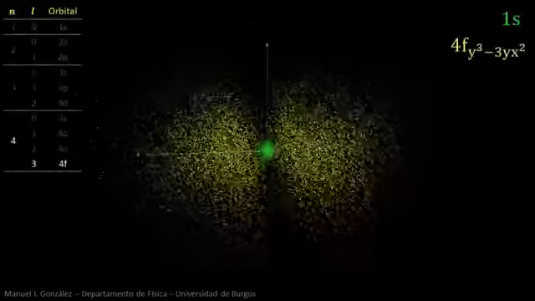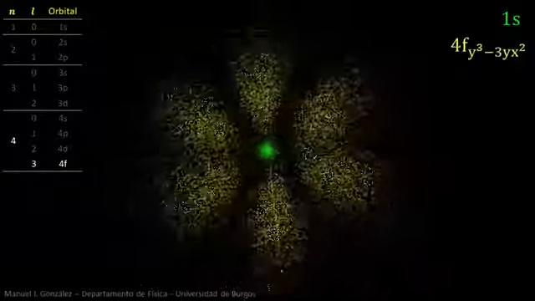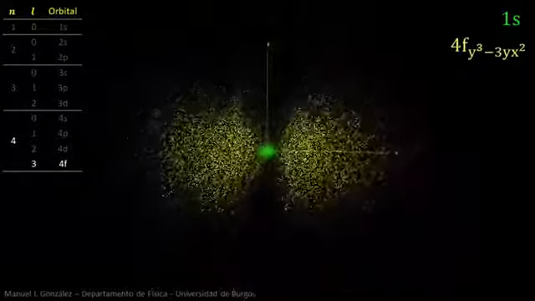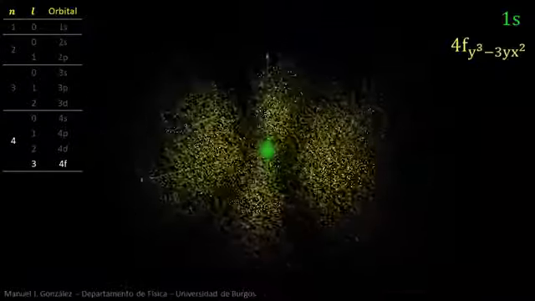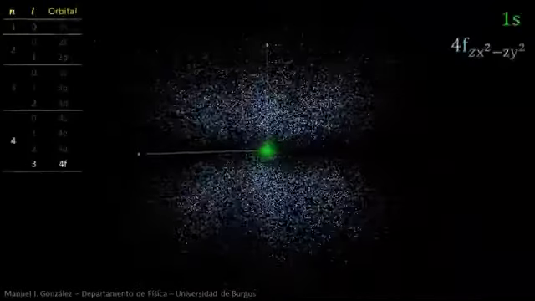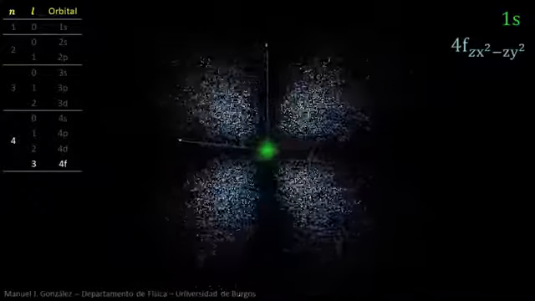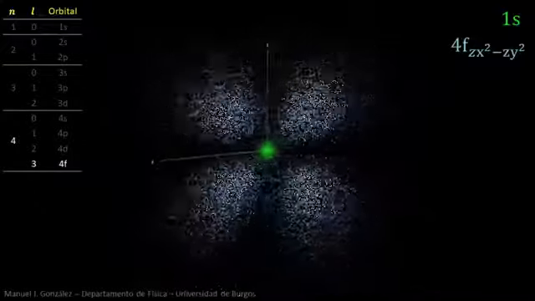As quantum numbers grow, the orbitals become increasingly complex in shape, with new lobes and nodes. For example, this is one of the 7 4f orbitals. This is another one. The average electron-nucleus distance also becomes higher and higher. Notice the difference in size with the ground state 1s orbital.